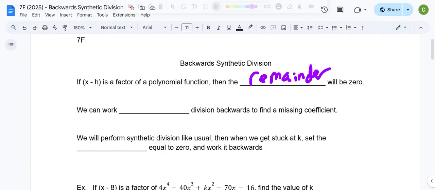All right. And what we can do, if we're missing a coefficient, is work synthetic division backwards to find a missing coefficient. So, how we'll do it is we'll perform synthetic division like usual, but when we get stuck at k, set the remainder equal to 0 and work it backwards. I'm going to do 2 examples in the video. We're going to do 2 examples in class.